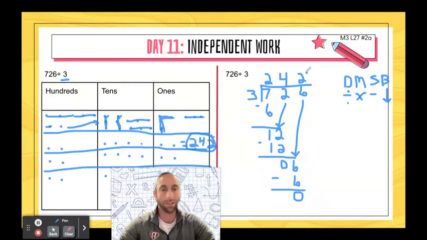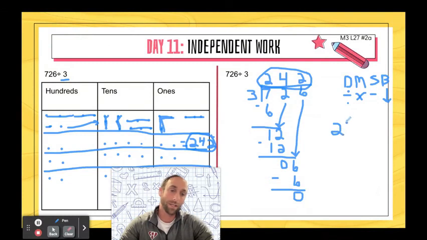So my quotient is, just like it was in the one where we used our place value chart and numbers, the quotient is 242. Again, I want to check it using multiplication. I'm going to take my quotient of 242. I'm going to take my divisor of 3. I'm going to multiply it. Just like you could use addition to check subtraction, you could use multiplication to check your division.